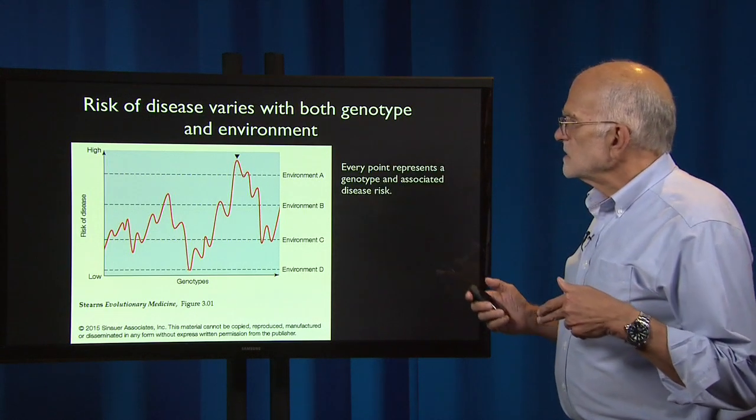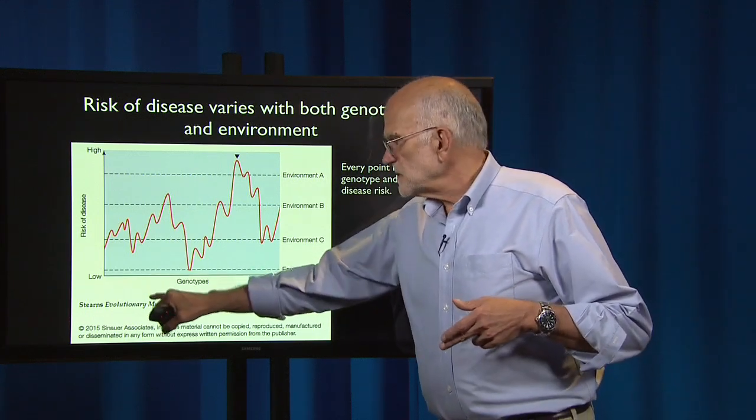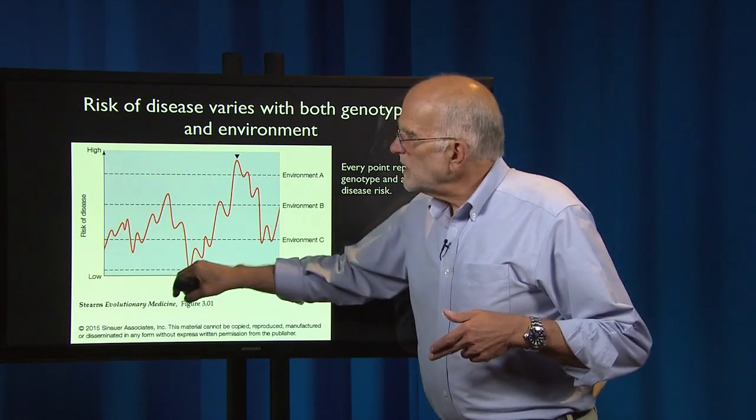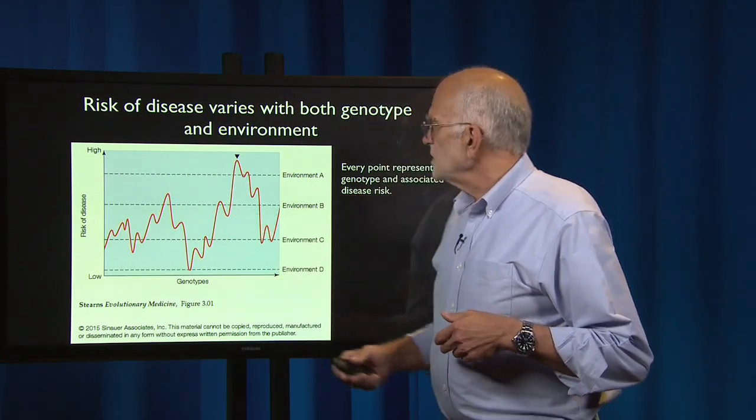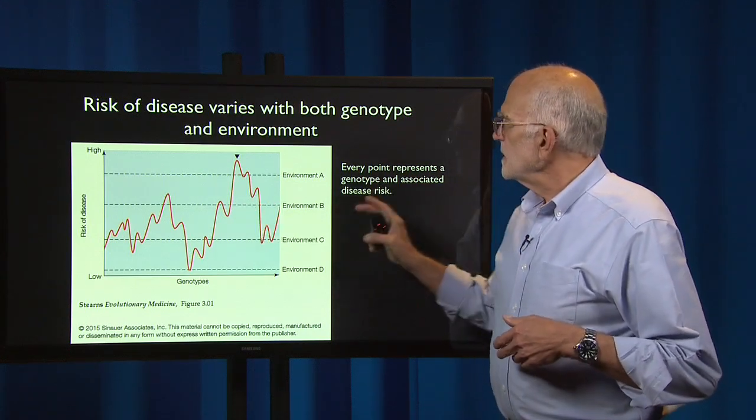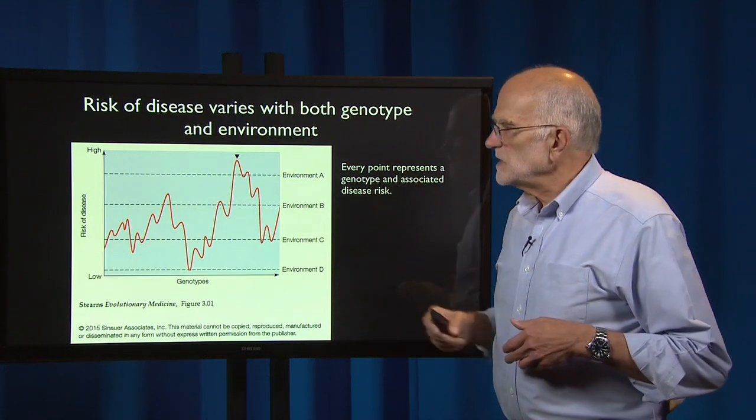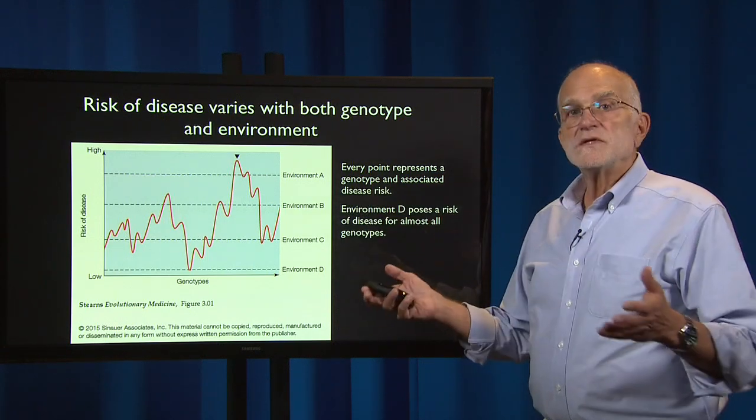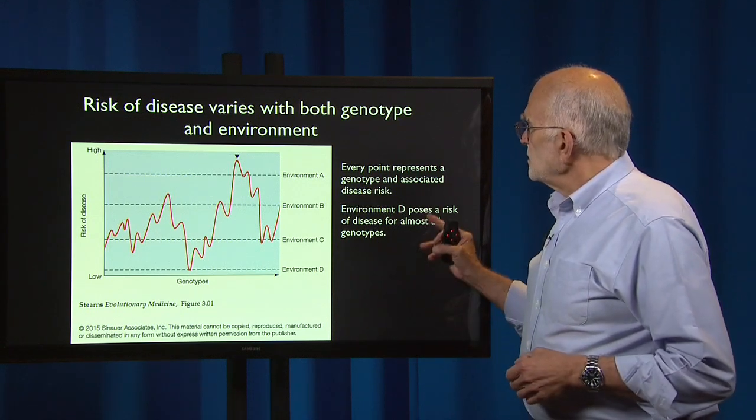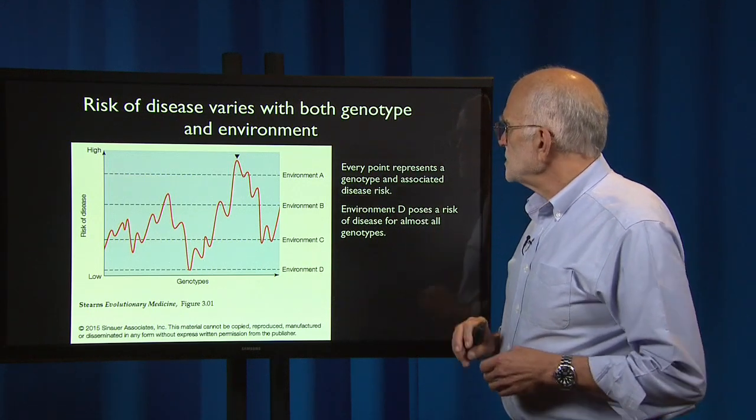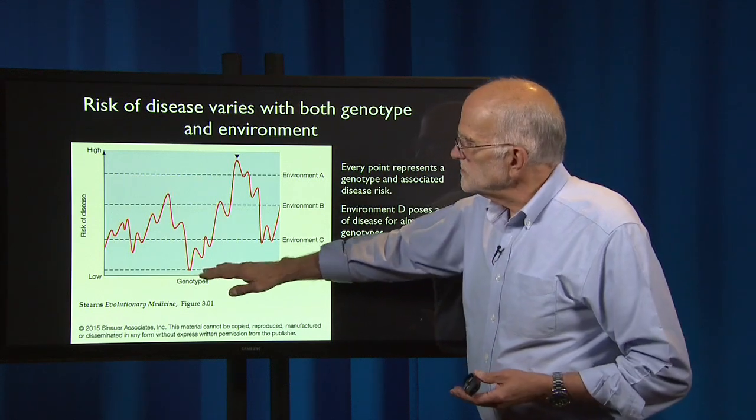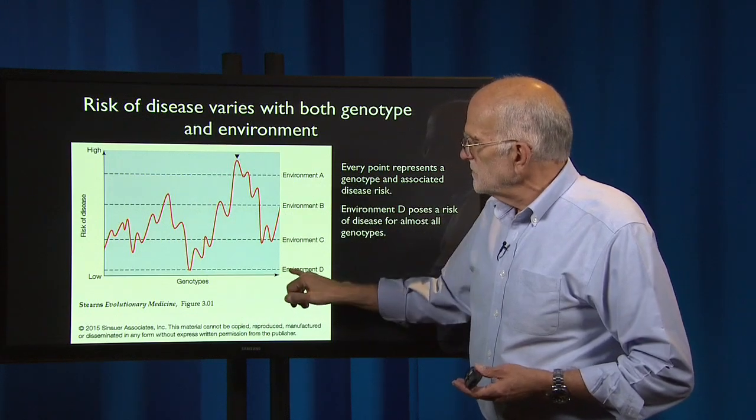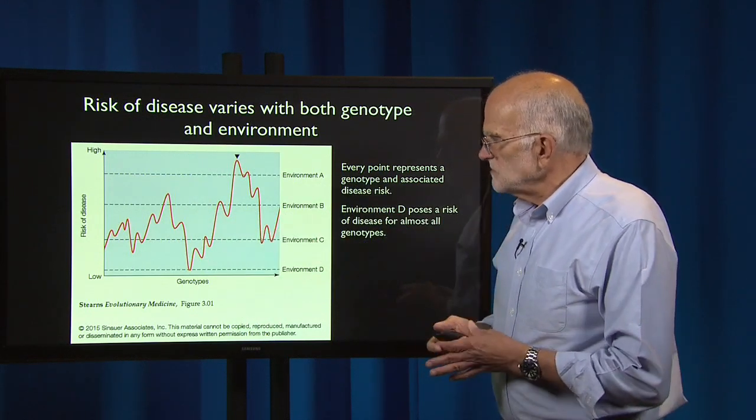The way that this graph is set up, the x-axis is just an array of genotypes. The y-axis is the risk of disease going from low to high. And every point on the red line represents a genotype and an associated disease risk. We've deliberately sketched a rather complex case. Environment D poses a risk of disease for almost all genotypes because virtually every point on the line is above it. So there's some risk of disease in environment D for all of these genotypes.